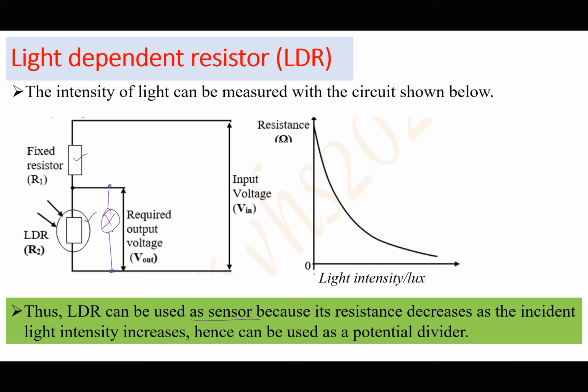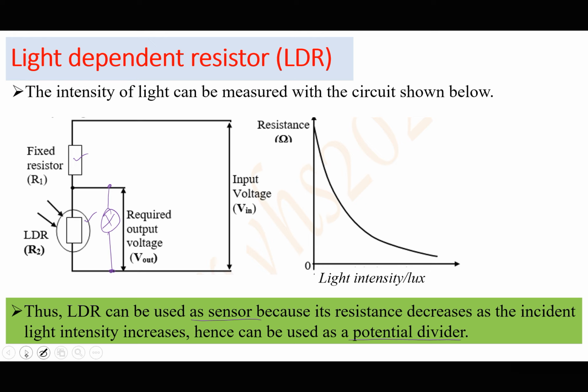Hence, it can be used as a potential divider. So the potential of the power supply can be divided between the resistance of the LDR and the resistance of another fixed resistor. So the graphs for resistance against temperature and resistance against light intensity have the same shape. Resistance decreases as temperature increases for a thermistor. Resistance decreases as the light intensity increases for the LDR.